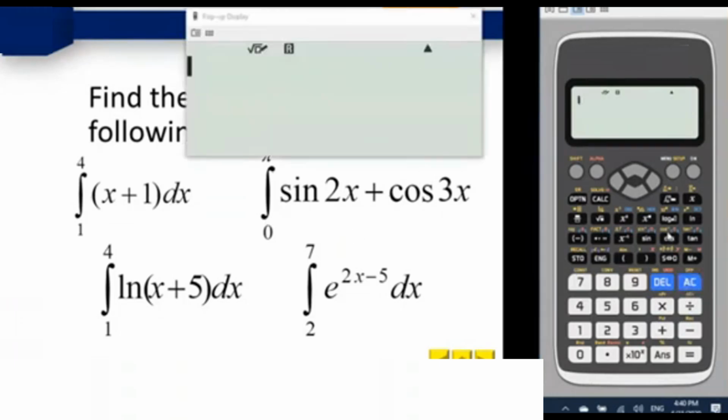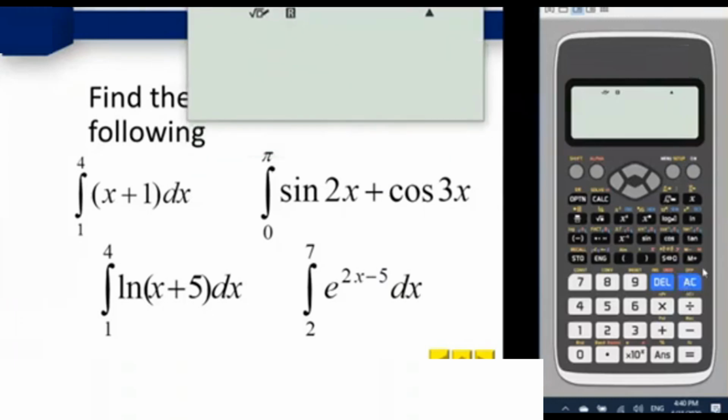So the first integral is within the limits. I have x plus 1. I will close the bracket and I will scroll back. I will push the cursor up. The upper limit is 4. I will push the cursor down. The lower limit is 1 and I will press equals to and get my desired answer. I hope this is clear.